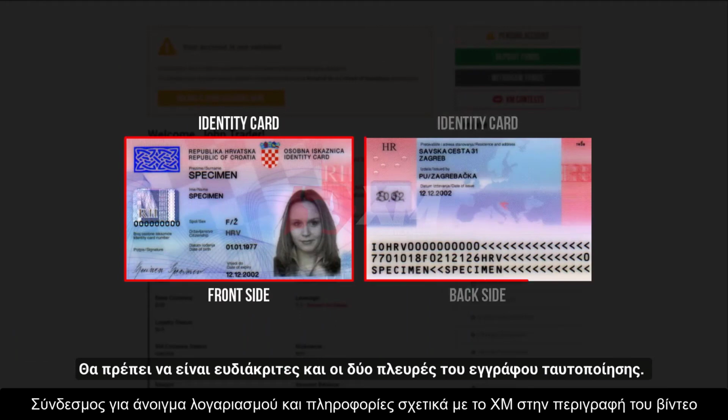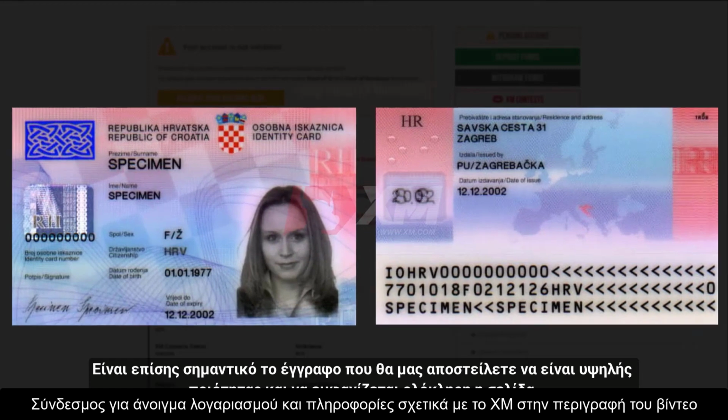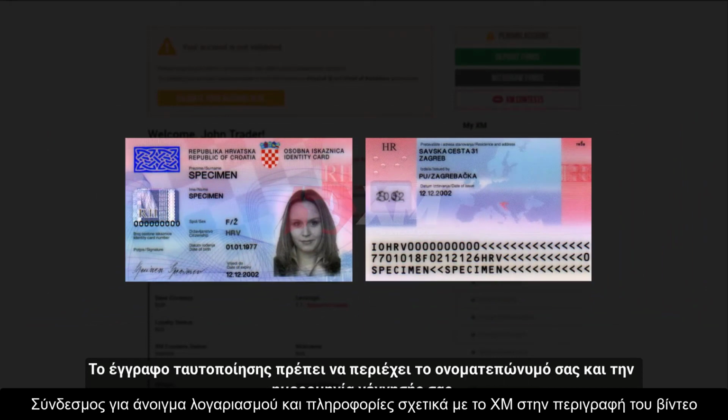Both sides of the identification document need to be clearly visible. It is also important that the document you submit is of high quality and it displays the full page. The identification document must contain your full name and your date of birth.